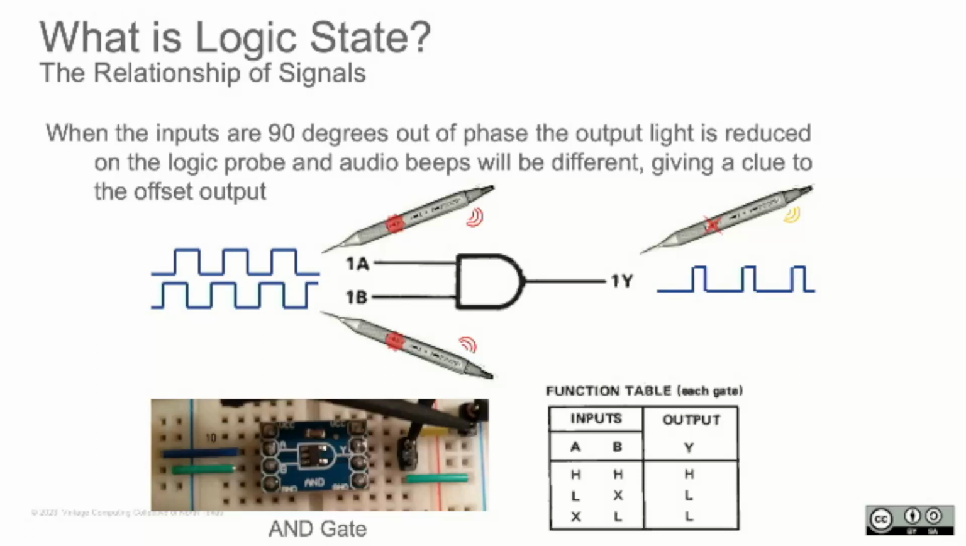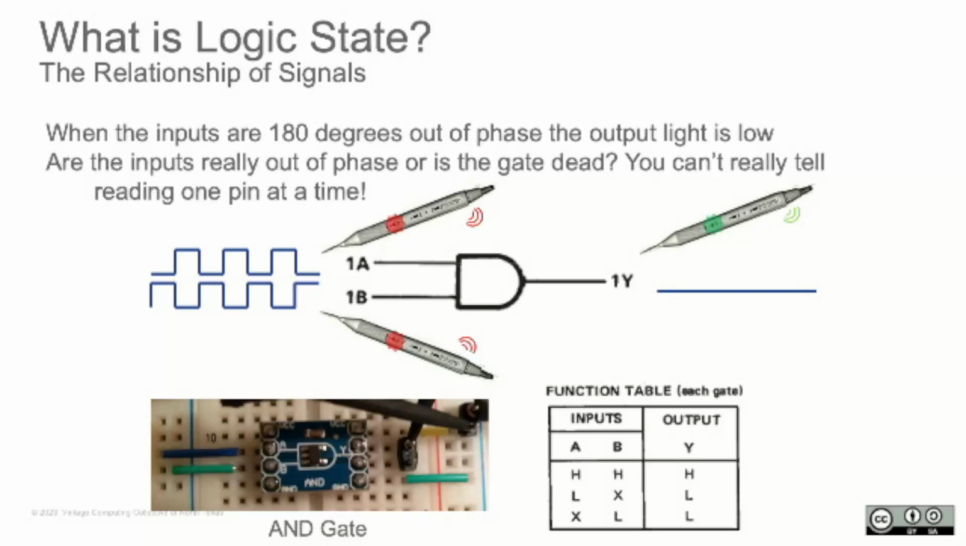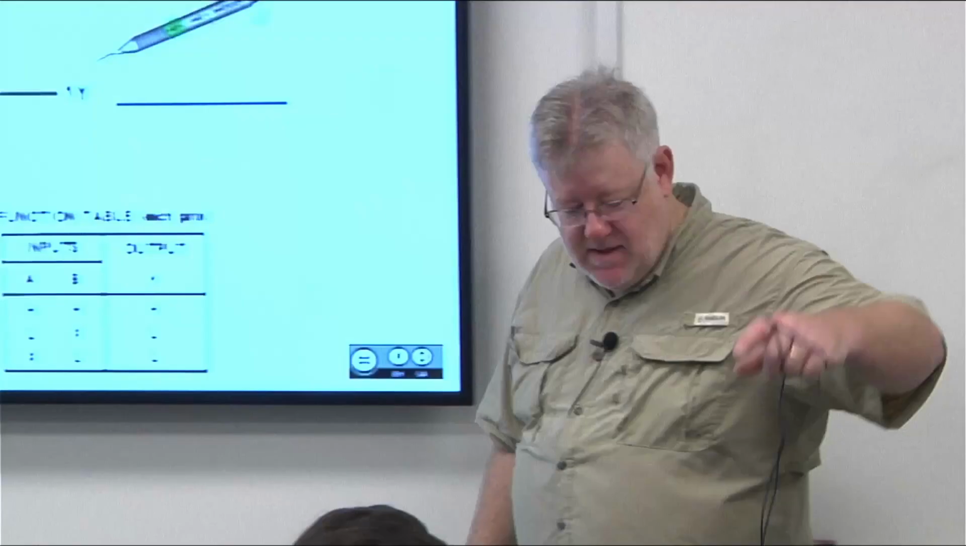So that's something to keep in mind when troubleshooting: the tools that you have can have an impact on what you're doing on your system. Now, if they're totally out of phase, 180 degrees out, then you'll see nothing on the output of that AND gate. Yet the AND gate is operating perfectly. It's just that when you're troubleshooting, you can't tell what's happening here with just the logic probe.